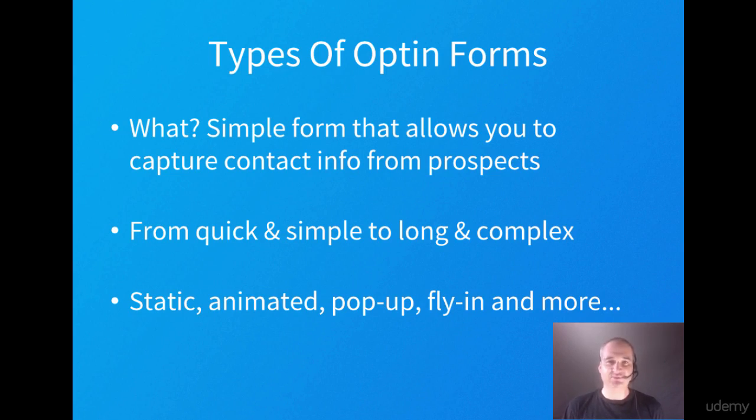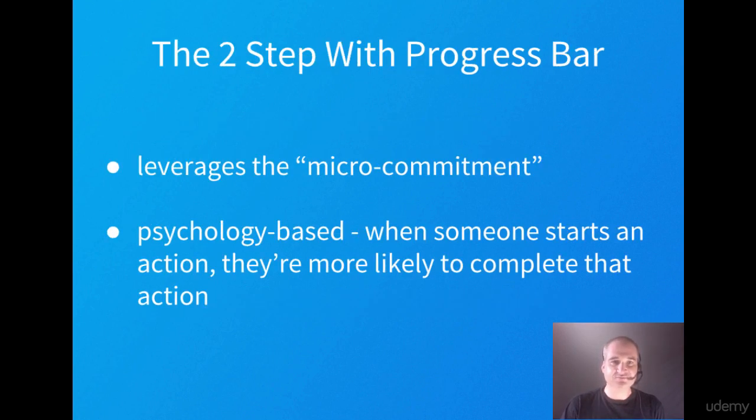They can be static, meaning they're always just fixed on the page. They can be animated. They can come in the form of pop-ups. They can fly in. There's all sorts of crazy stuff that software lets us do these days. Let's get into some of the basics. What we really like is the two-step opt-in form with a progress bar. It gets into that micro commitment concept, which basically means this: when people start an action, they're more likely to follow through with that action.